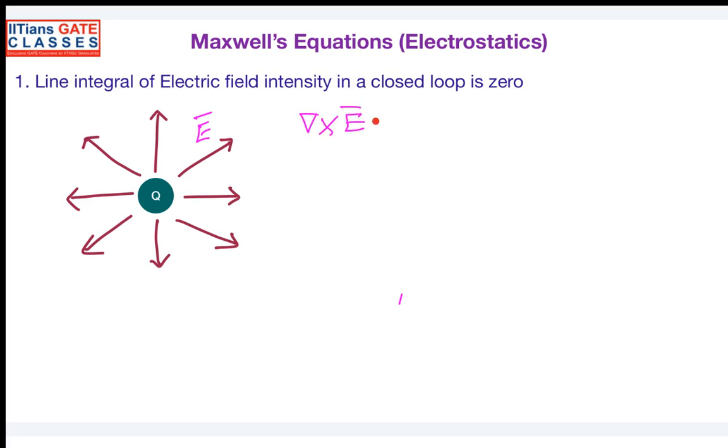So based on simple physics, we can say that there is no rotational nature for electric fields. So I can say the curl of the electric field intensity, or electric flux density, will always be a null vector. So this is your first Maxwell equation.